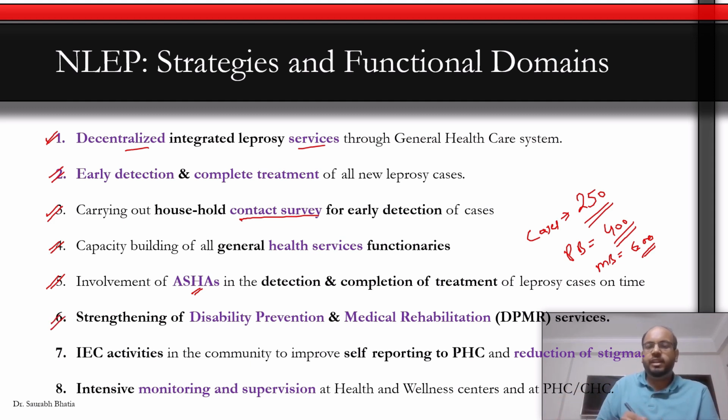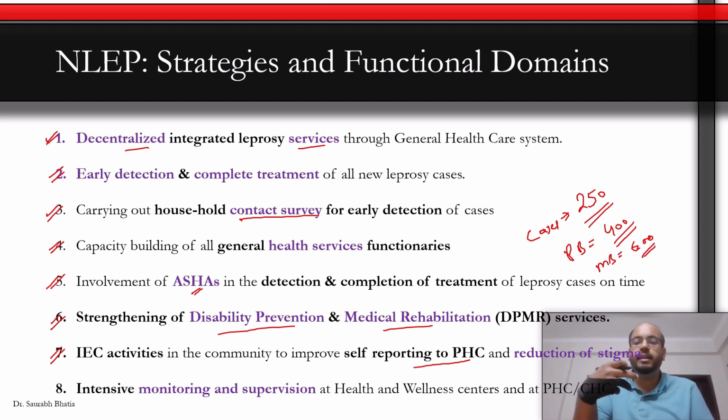Strengthening of disability prevention and medical rehabilitation. Remember, disability prevention is a very important aspect of NLEP, and also rehabilitating the patient. IEC, which is information education activities at the community level, so that there is self-reporting to PHC. Self-reporting means the patient can know the signs of leprosy, find out that there's some problem, and go to the hospital without the help of any other person and say, "I think I might have leprosy, examine me and do the test. If I have leprosy, give me the treatment." We need to reduce the stigma regarding leprosy also.